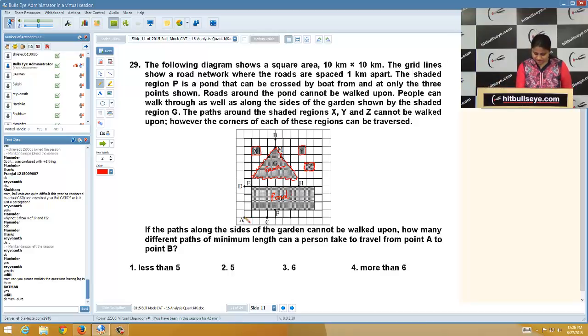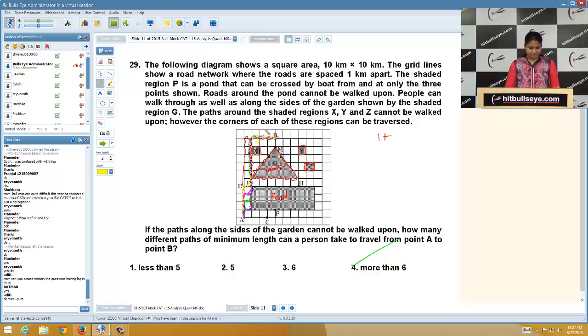Very easy it was. We can take directly, we can go from here to here. That is one path. See the options, they are less than 5, 5, 6, more than 6. So it becomes very easy. Now you can take this path as well. That is the second path. We could use this path as well. So if we count in this way, we will get more than 6. Simple it was. Now we can take this path. Then we can take this path. And so on. There can be numerous paths. That's why this is more than 6. Is it okay?